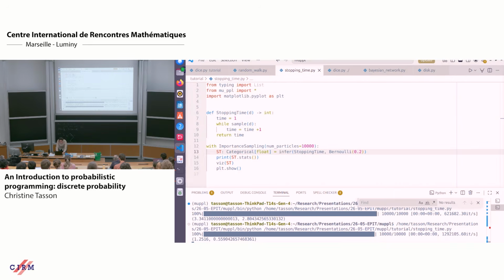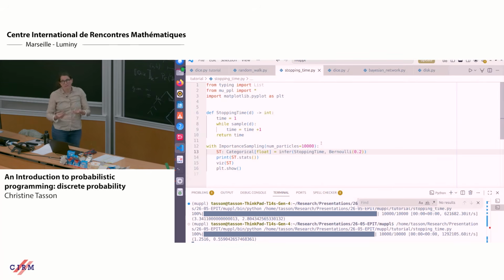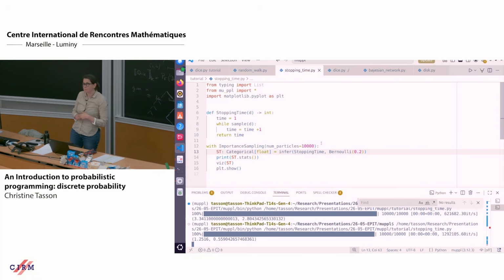And that's what I use, for instance, for stopping time. I use importance sampling with 10,000 particles. That means that I simulate my program 10,000 times, and I get a good approximation of the probability distribution.